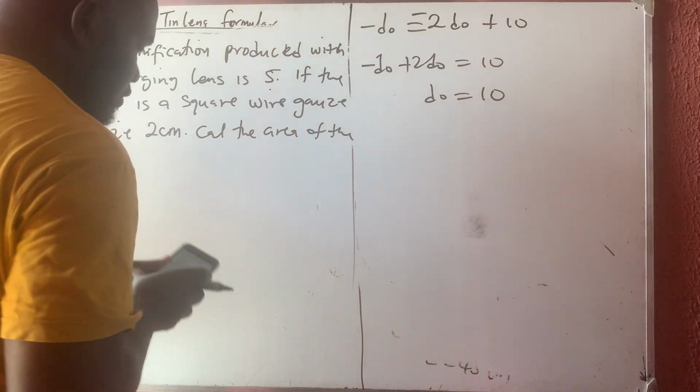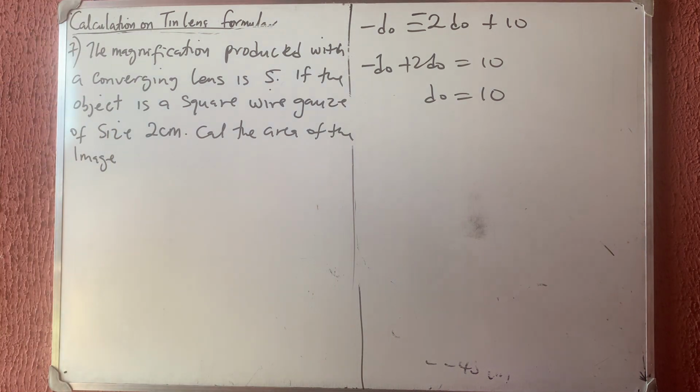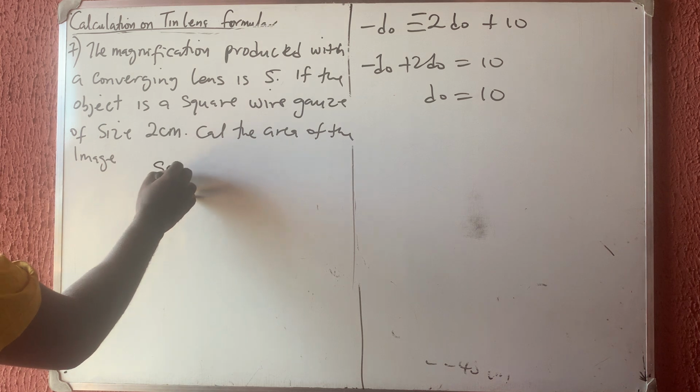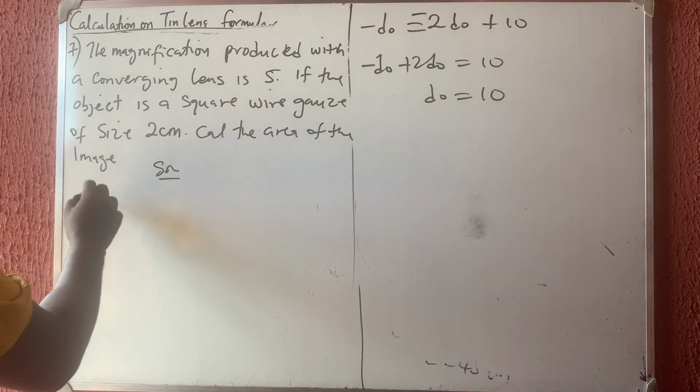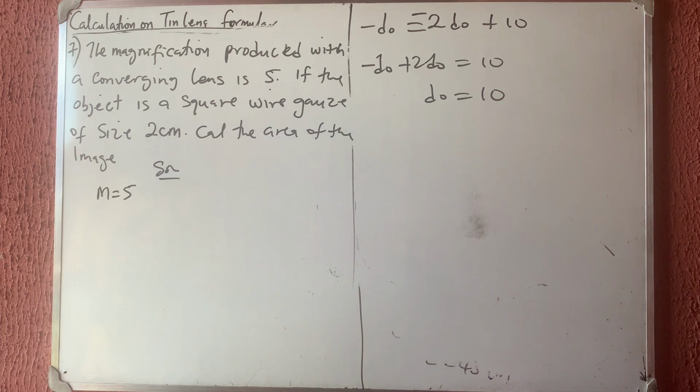Okay, calculate the area of the size of the image. So they said the magnification produced with a converging lens is 5. They gave us that the magnification is positive 5. So if the magnification is positive 5, then this image formed is upright. And if it is upright, it's going to be formed on the left-hand side.